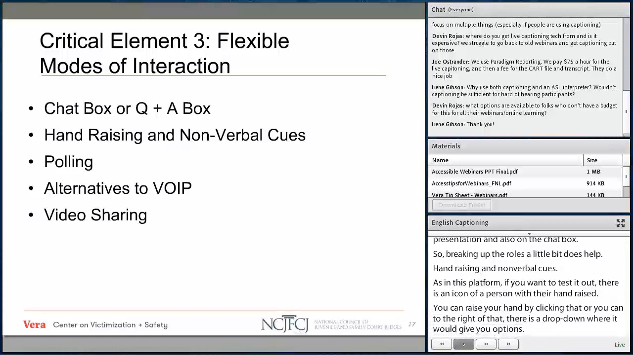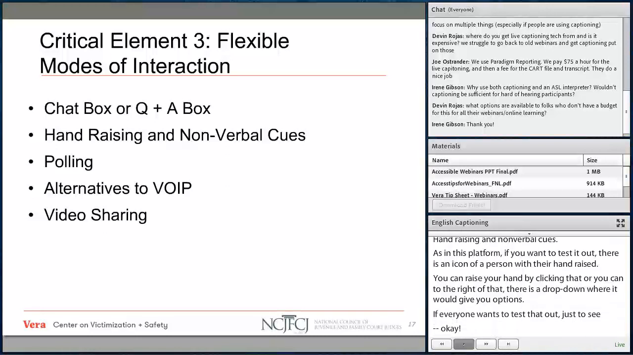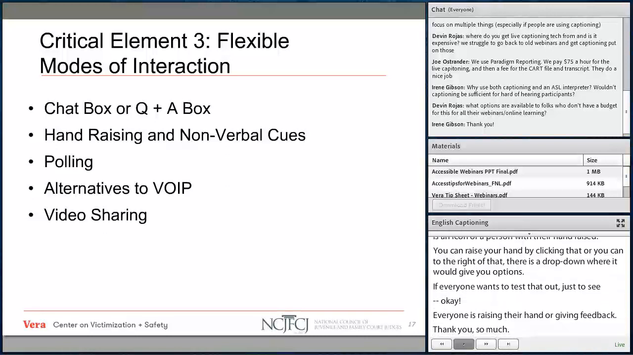Yay! All right, everyone is raising their hand or giving some kind of feedback. Thank you so much. Those are great little impromptu things that you can do with your audience just to make sure that your audio is coming through well, if you're looking for a little bit of insight into them without bombarding the chat box. That's a good alternative.